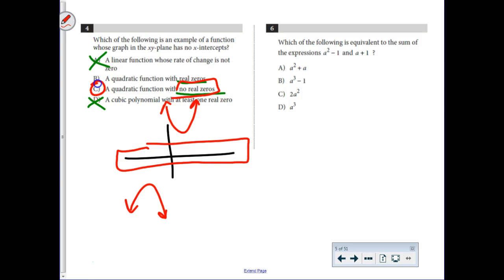All right, number 6. Which of the following is equivalent to the sum of these expressions? So sum means to do what? Add. So just add them. A squared is the only squared term. I think I'm done.